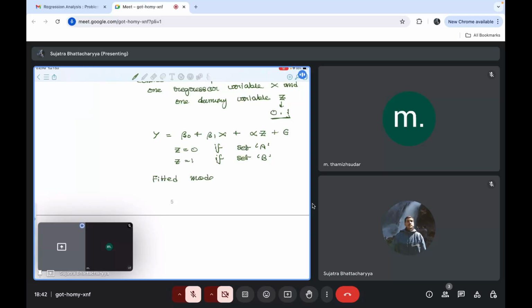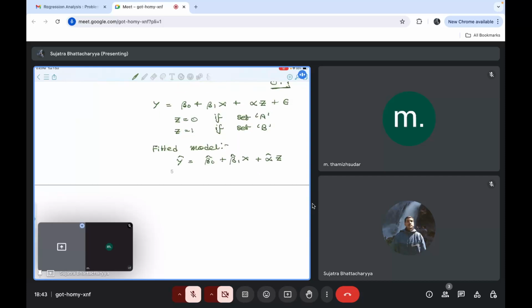Fitted model, we have seen how to do a fitted model analysis. It will be y hat, which is equal to beta naught hat plus beta 1 hat x plus alpha hat z. That's all, right? So now if z is equal to 0 is for A, then for set A, what will be your fitted model? It will be y hat is equal to beta naught hat plus beta 1 hat x, because z is 0. So alpha hat z will be 0.